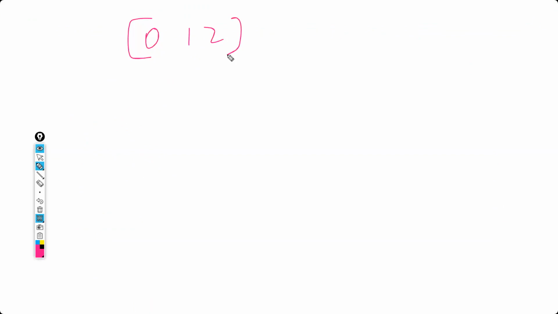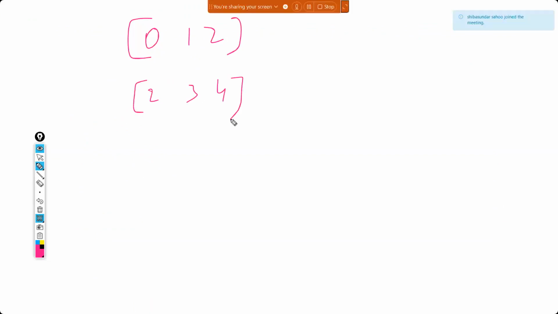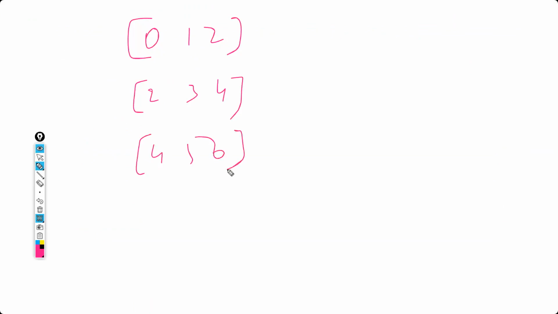0, 1, 2 as first row. 2, 3, 4. 4, 5, 6. So for example, you are having a 2D array. Now you convert, or simply you no need to even take the third row also. Only 2 rows are there also, not a problem. Okay. 3 rows are there, 4 rows are there, 20 rows are there also, the logic will remain the same.